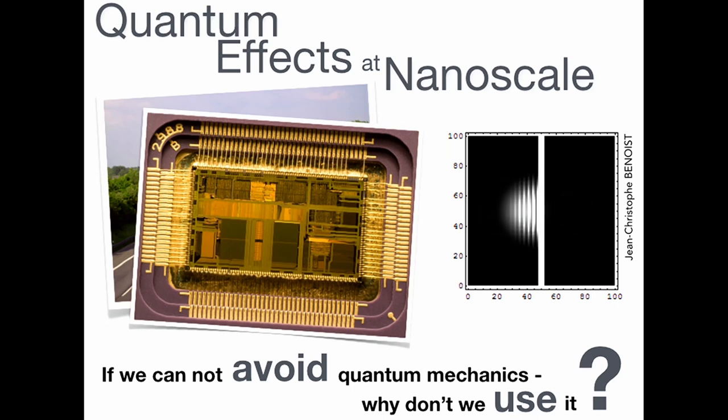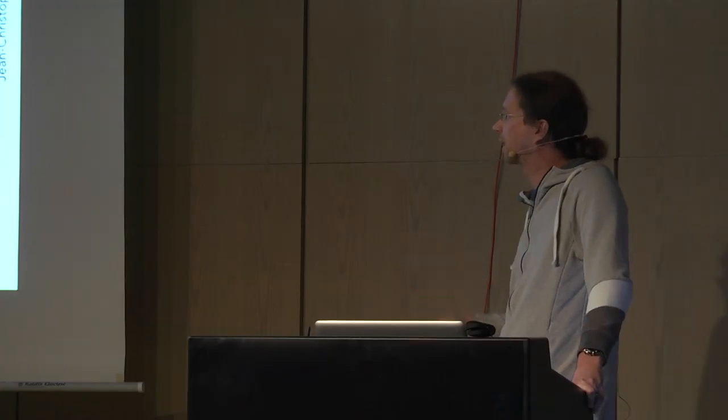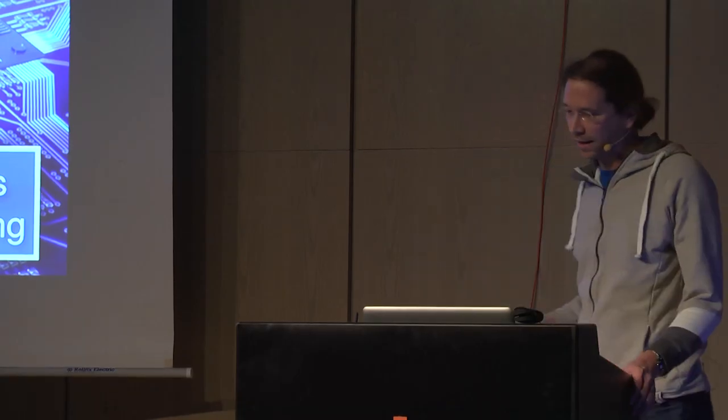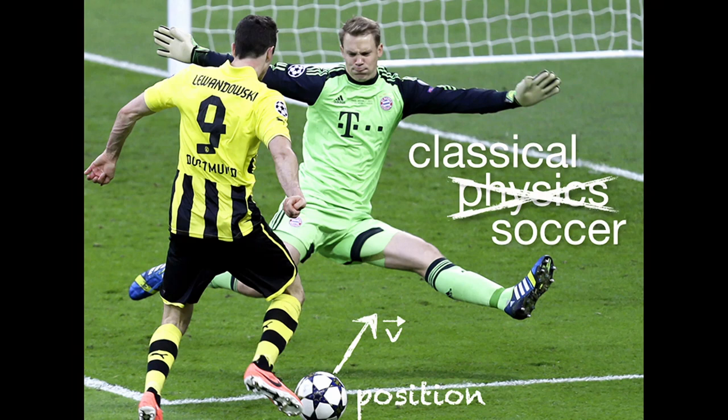So the question is, if we cannot avoid quantum mechanics, why don't we use it? Is there a way to use these effects? This is basically what I want to talk about today. My presentation is in two parts. The first part is basic concepts of quantum mechanics, but there won't be any equations, so I will stick to pictures and nice metaphors. Part two will be the realization of quantum computers, how we try to do this with diamonds.